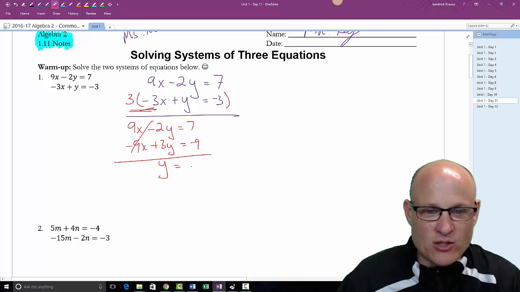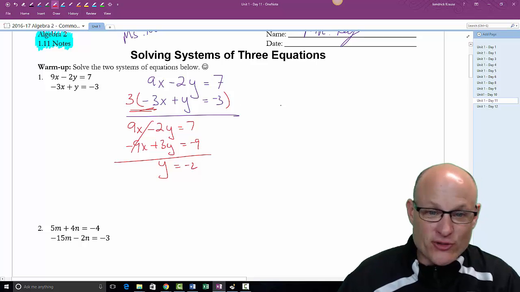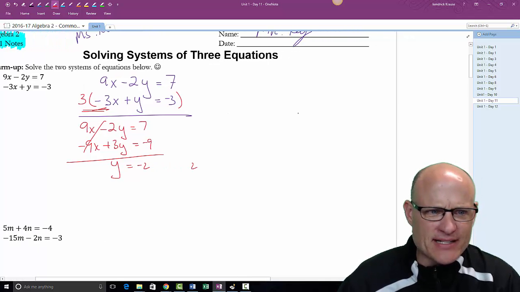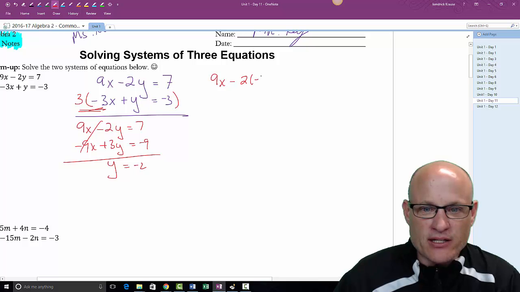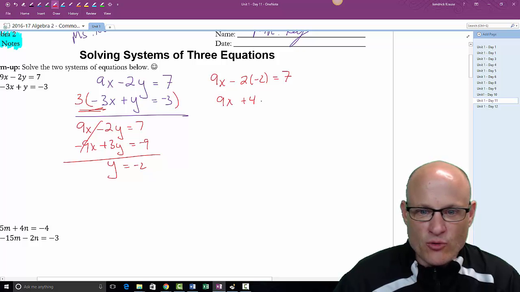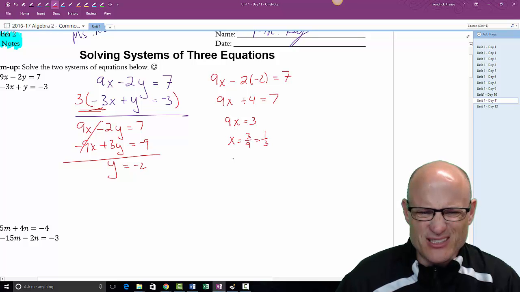I end up with y equals negative 2. Just checking my answer. That looks about right. Okay, so far so good. But I'm not done. I still got to find x. So I'm going to say, okay, 9 times x minus 2 times negative 2 equals 7. Okay. So this is 9x plus 4 equals 7. Or 9x equals 3. What? Or x equals 3 divided by 9, which is really just 1/3. Huh?